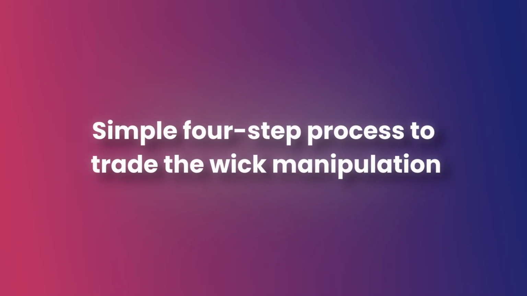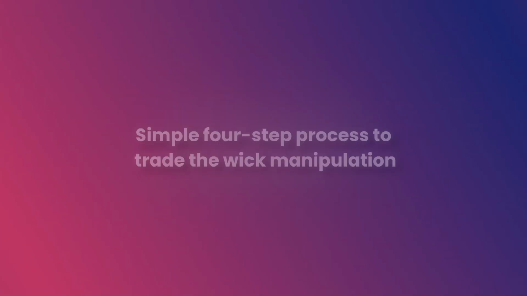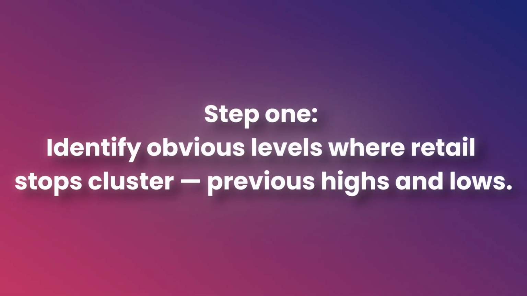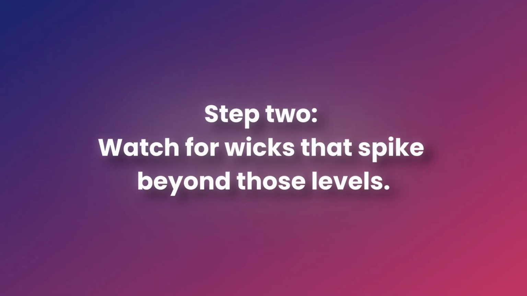So how do you trade wick manipulation? Simple 4-step process. Step 1, identify obvious levels where retail stops cluster, previous highs and lows. Step 2, watch for wicks that spike beyond those levels.